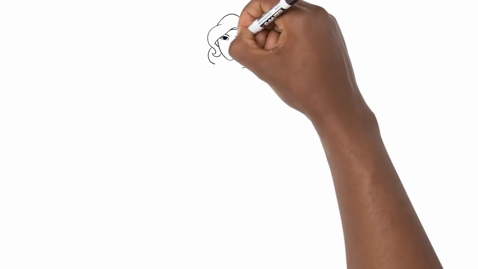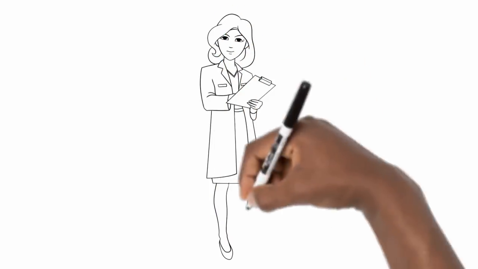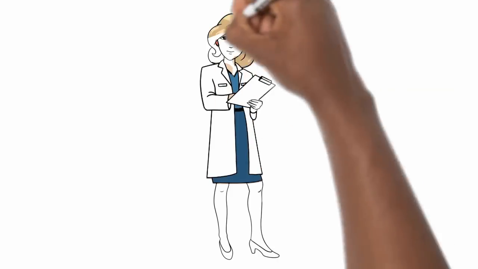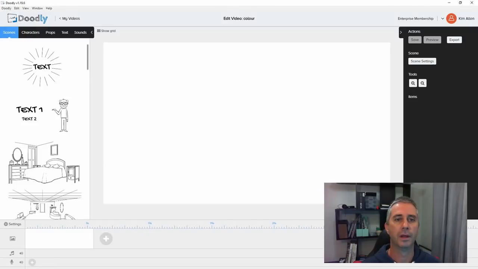Hello! In this Doodly tutorial, I take a look at getting color inside the default characters. So I'm going to start with a clean scene.